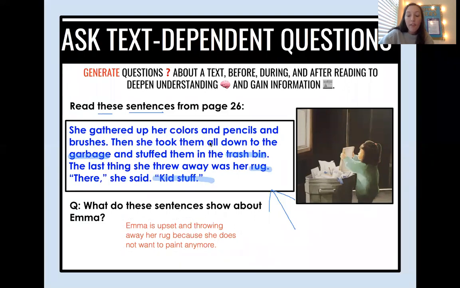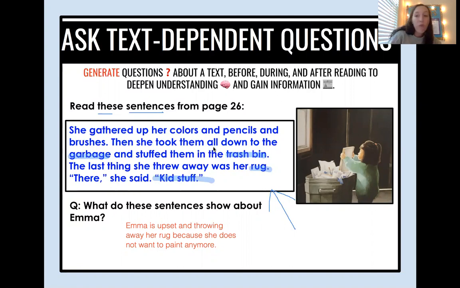Yeah, if we think about what happened right before Emma threw away her rug, I'll grab my book to show you guys. She was at school. And what was she doing at school? Was she painting? No. Was she drawing? No. The teacher was worried about her because she wasn't drawing. Her friend asked her to share his crayons and she said no. And now on this next page, she's throwing away all her art stuff. She's throwing away her rug.